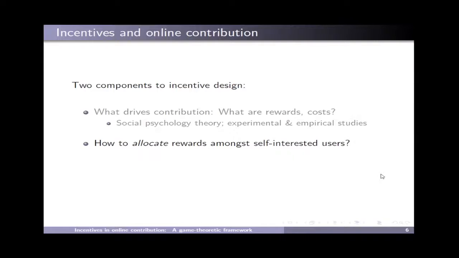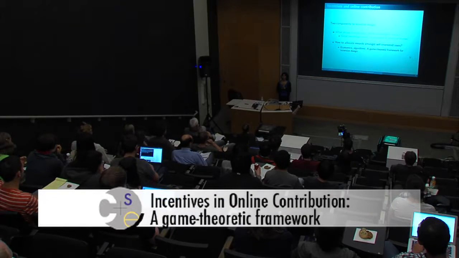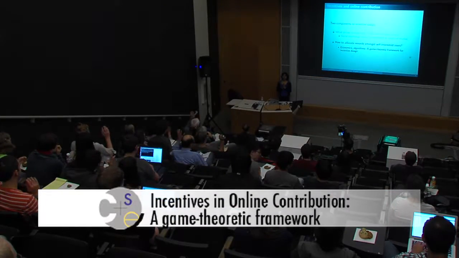What I'm going to talk about is the second aspect, which is once you've understood what these rewards are, how do you allocate them? And there are questions relating to economics and algorithms. And what we're going to be thinking about is a game-theoretic framework for incentive design. How many people here are rather familiar with what a game-theoretic framework might mean? OK, so there's lots of people who aren't. So why don't I just spell out what I mean by this?